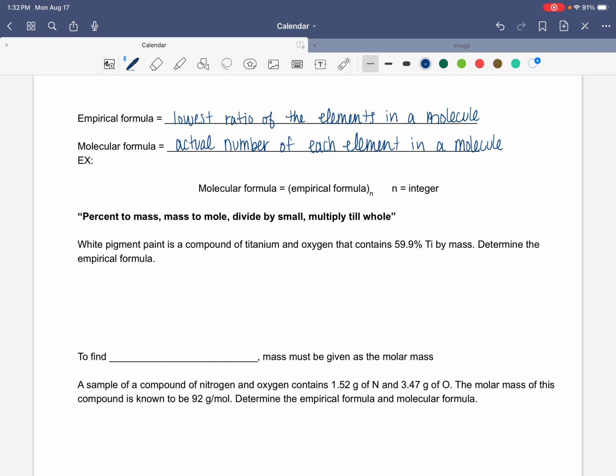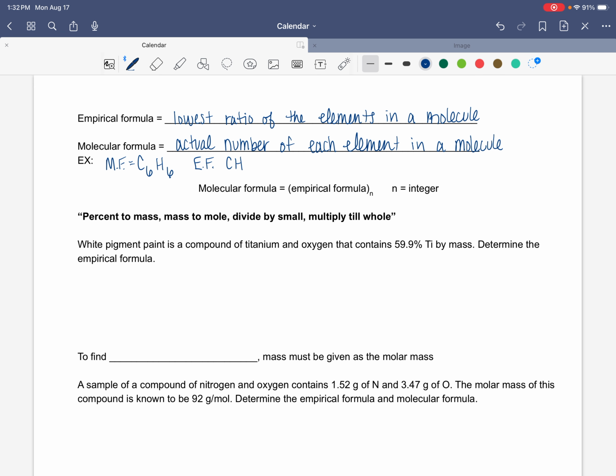Okay, so for example, I might have a molecular formula of C6H6. So it's telling me I have 6 carbons connected to 6 hydrogens. But its empirical formula would be the lowest ratio between the 2. They are both divisible by 6, so its empirical formula is actually a 1-to-1 ratio, so just CH. So the relationship between molecular formula and empirical formula is that we just multiply the empirical formula by some type of multiplier.